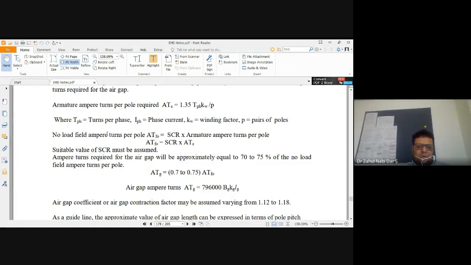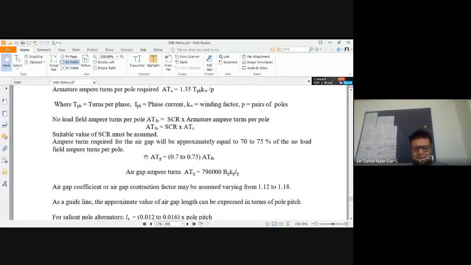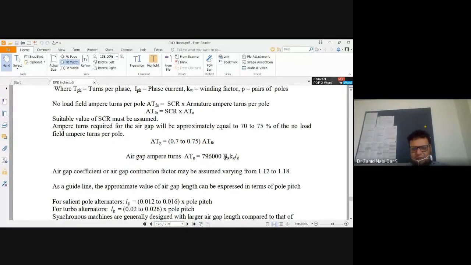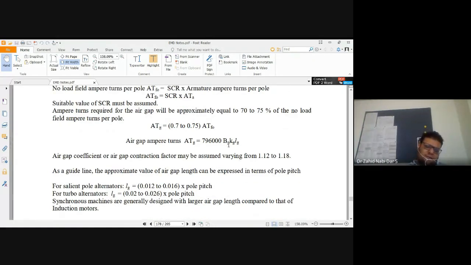So the ampere turns comes around 79,600, and the same value there was around 8. This is the Bg, Kg and lg. So these are all the coefficients: the air gap contraction factor, the length of the air gap, and this is the magnetic flux. These values we have already seen similar to the induction machine also.